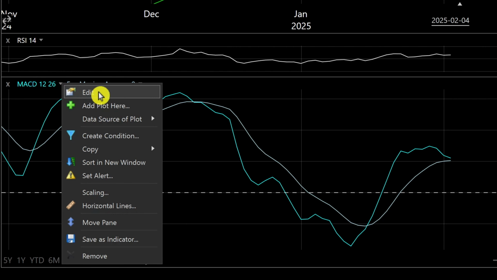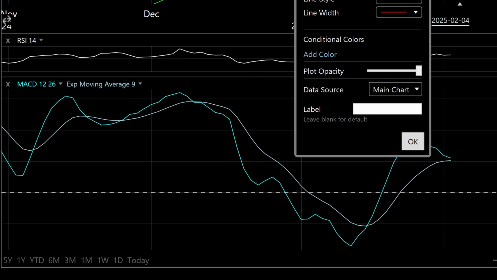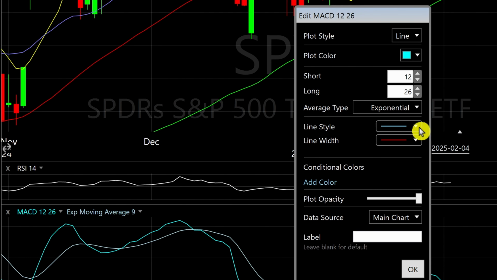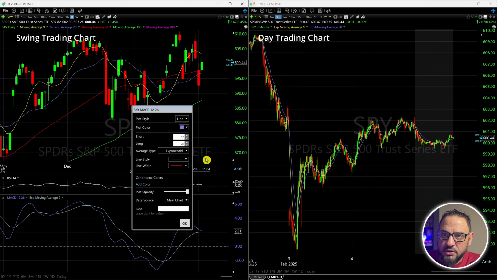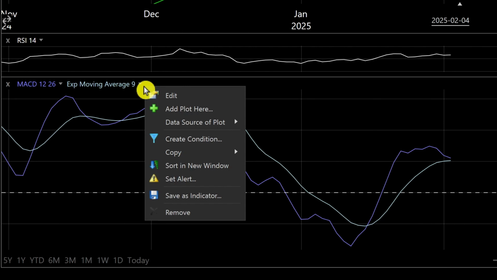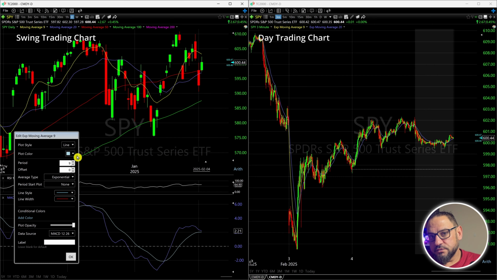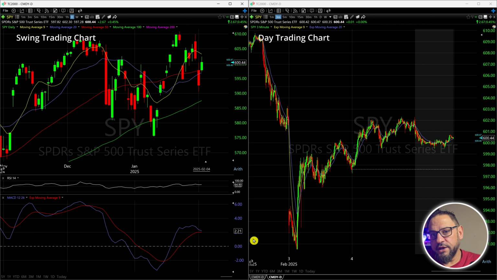Go like this, edit. And here, what we're gonna do, the line style, the color, I'm just gonna make it light blue. And that's the MACD 12 and 26 average. So it averages the 12 and 26 moving averages. And for the 9, I will make it red. All right.